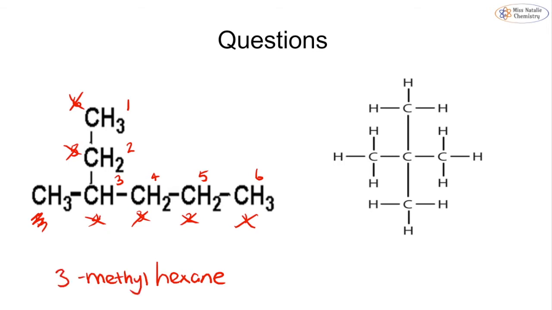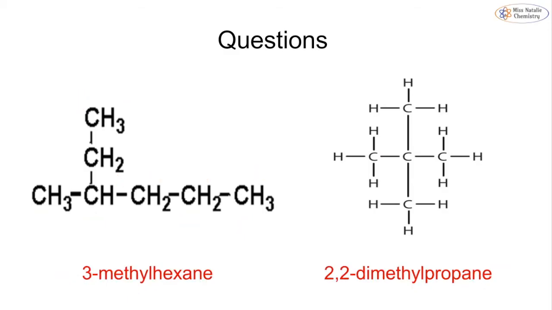So that's 3-methyl hexane. And lastly, my longest continuous chain is going to be propane, because I have my 3 carbons in a row, and I have 2 methyl groups this time, so I write methyl and I put a di in front of it, and then I have to put where they're located, and it is on carbon 2 and carbon 2. So this is 2,2-dimethyl propane. And there you can see the answers.